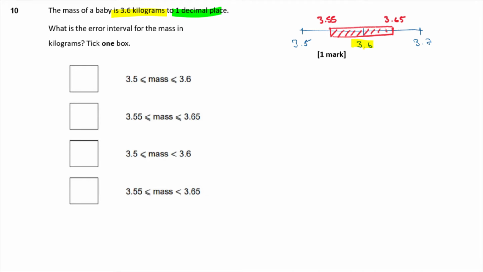So for my mass, it's going to be greater than or equal to 3.55, but strictly less than 3.65, because really 3.65 rounds up to 3.7, doesn't it? So it's still the boundary, but it rounds up. Okay, so which one is that then? It's got to have 3.55 at one end. So it's either this one or this one, but there's only one that's got the less than symbol on the other side, which is that one there. So it's going to have to be this one.